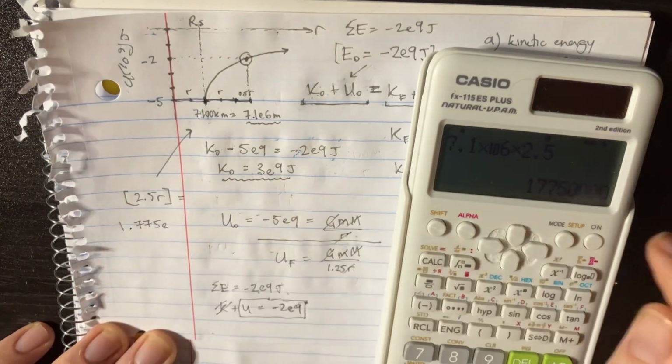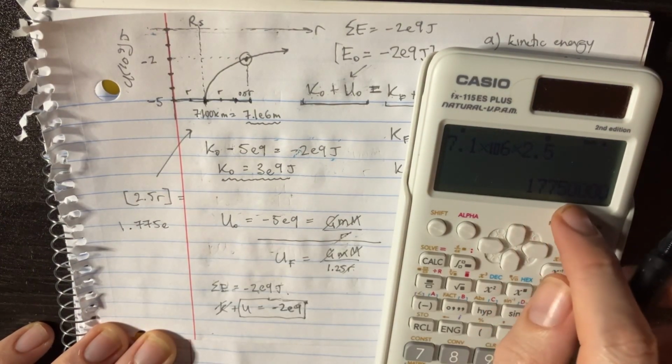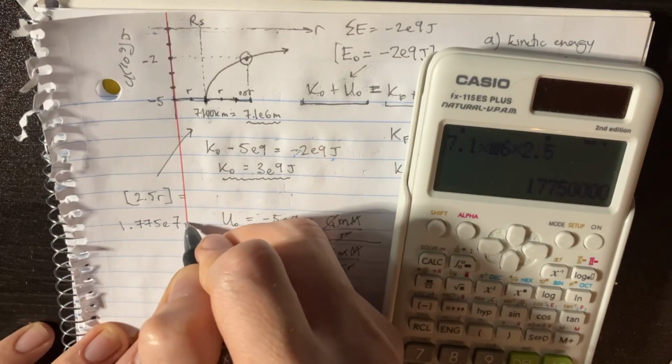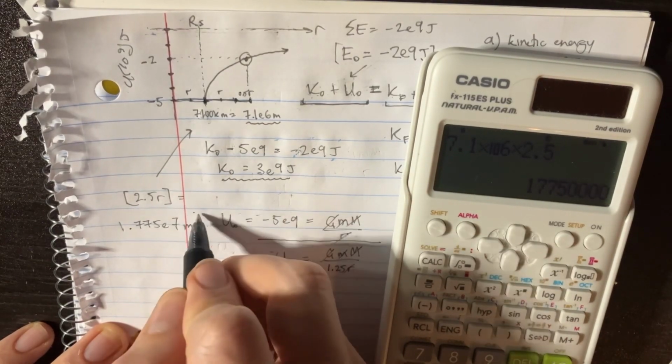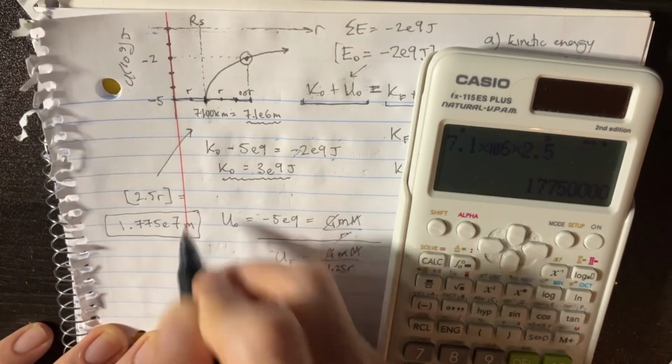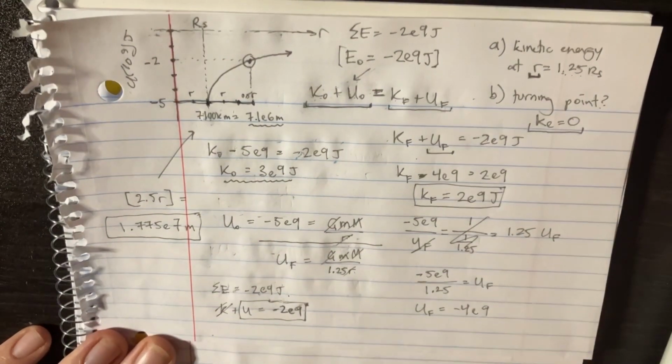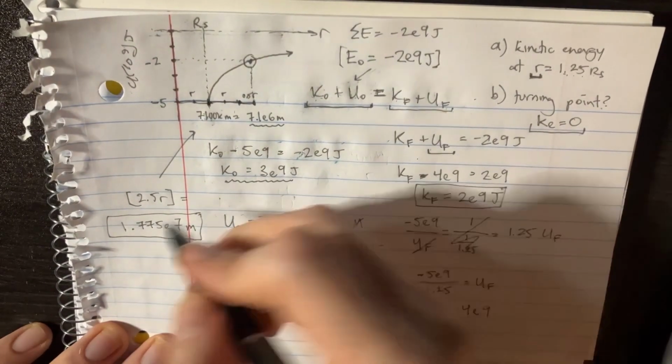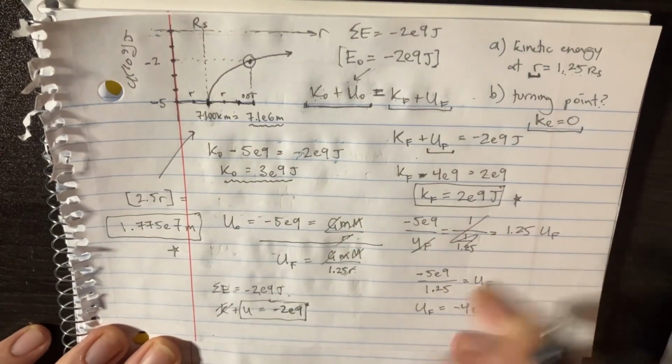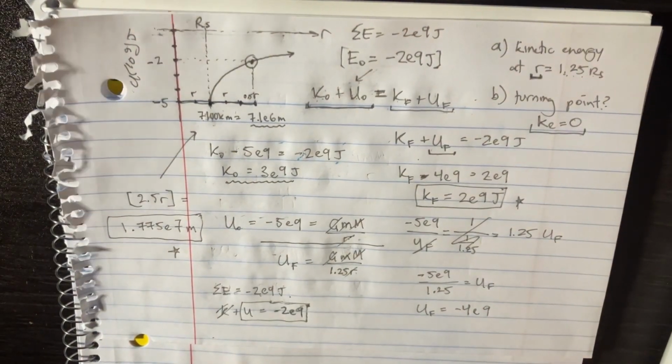1.775 e to the 7th, I believe. And that's meters, not kilometers. There we go. We were able to find the turning point and the kinetic energy right here. It's pretty interesting stuff. A little bit difficult though. Good Lord.